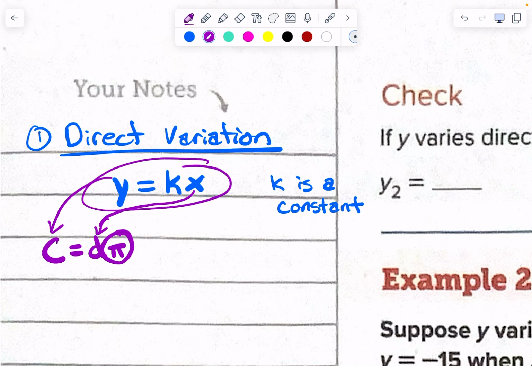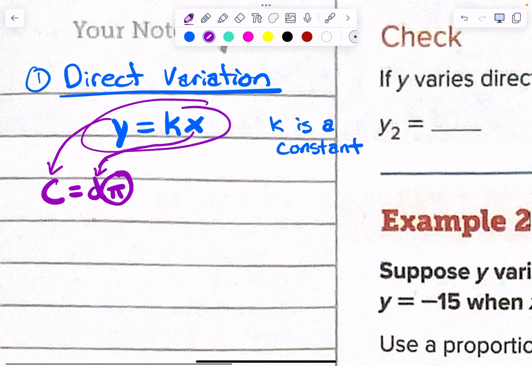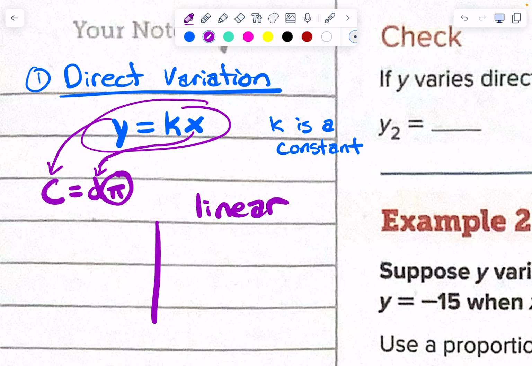If you graph y equals k times x, where k is a number, what would it look like? What kind of function is it? Is it linear? Is it quadratic? Is it cubic? It's a linear function. Y equals a number times x. It's going to be like this. A linear function, right? It won't have a y-intercept except for 0.